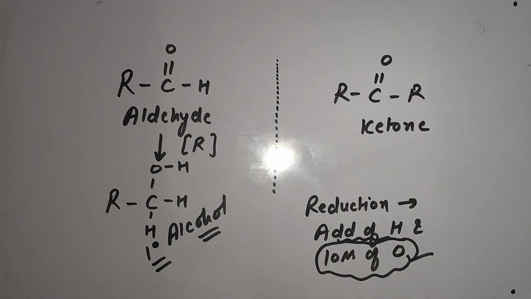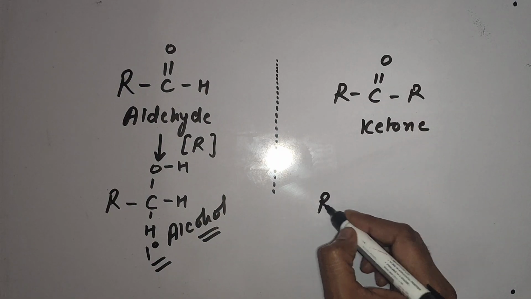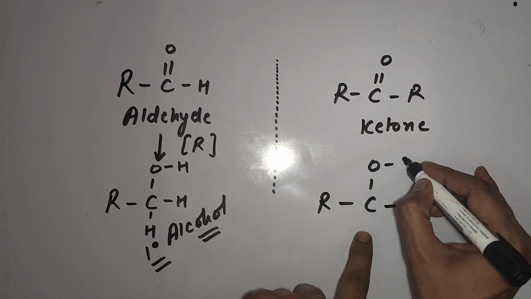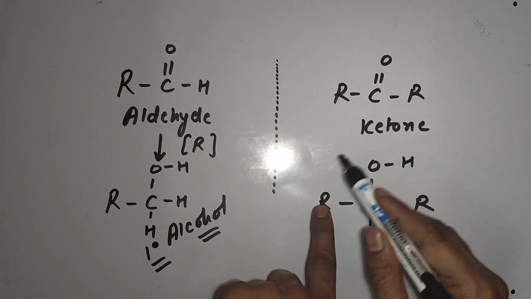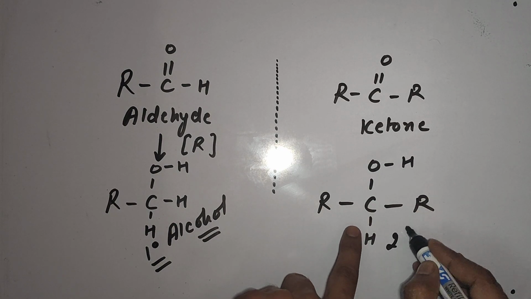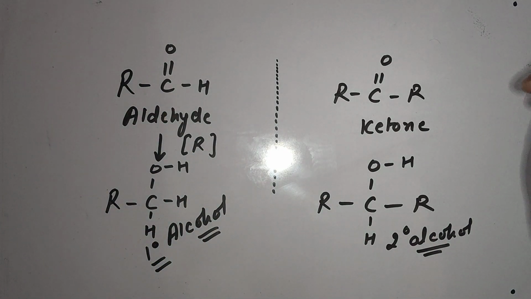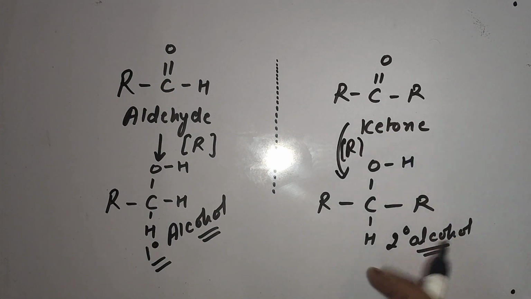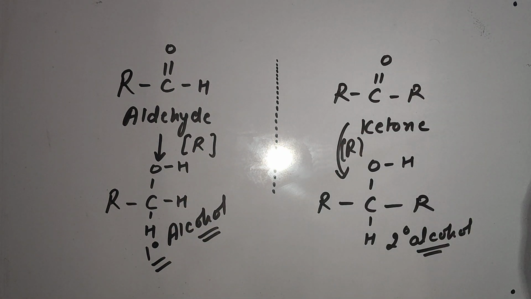Same technique you can apply here directly. If we have to reduce it, decrease bonding with oxygen and satisfy valencies with hydrogen. Now check, alcohol is generated, OH is the functional group over here. Now it is a 2 degree alcohol. How to check degrees of alcohol? In previous videos we have already understood. So after reduction of ketone we will get 2 degree alcohol, and after reduction of aldehyde we will get 1 degree alcohol.